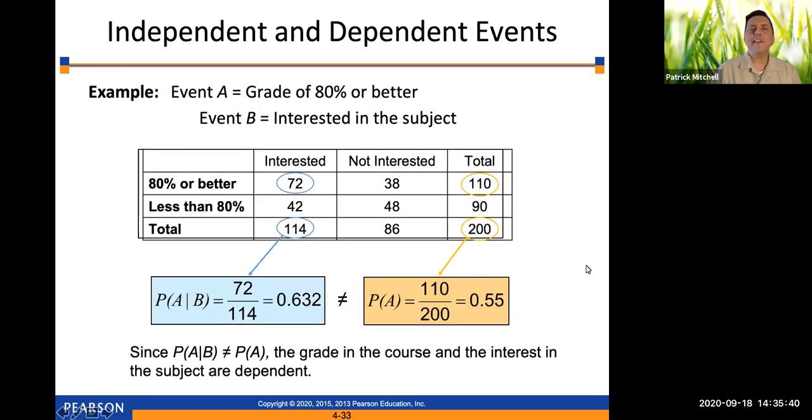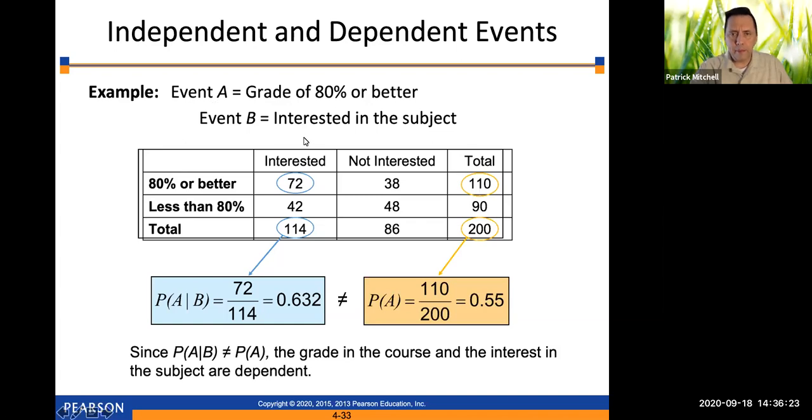All right, so in this example, we'll look at event A, which is a student gets a grade of 80% or better. Event B is the student is interested in the subject. So out of 200 students, 114 of them are interested, 86 are not. 110 students got 80% or better, and 90 students did not. So if we found the probability of A given B, we'll do that the first way we did it, which is the easiest way if you're working from a contingency table. Just pretend again that, get my pen out here.